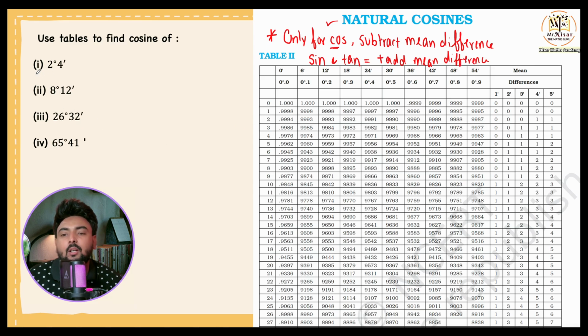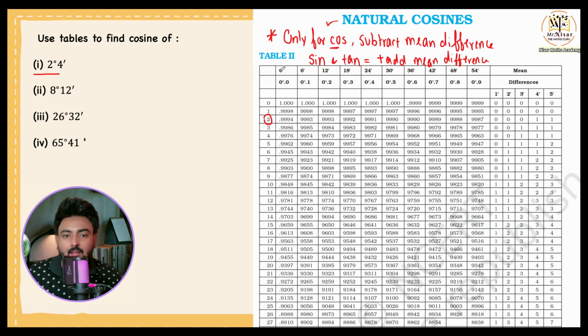Now let's see what we need to do. We need to find the value of cos 2 degree 4 minutes. So what will you do? You'll go in cos to 2 degree and then 4 minutes. Do you have 4 minutes here? You don't have 4 minutes. So children, if you don't have this 4, then what to do? See, the concept is quite simple here. Right now for example we have 2 degree, and we need to find the value of 2 degree and 4 minutes. So go to 2 degree.